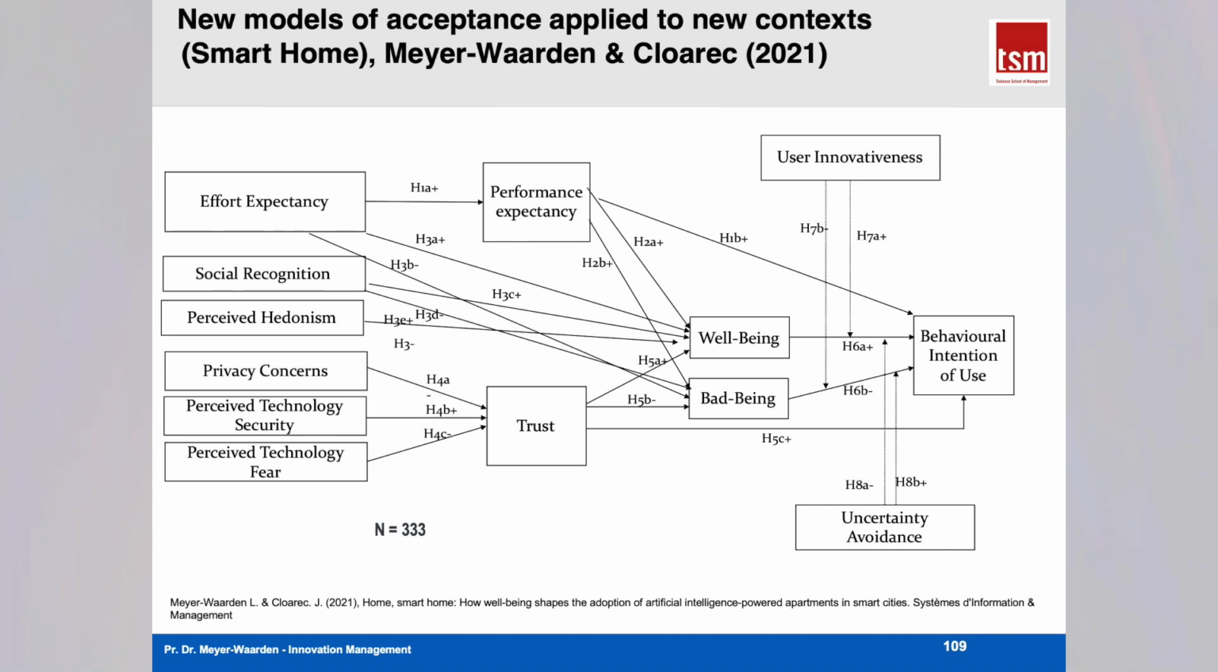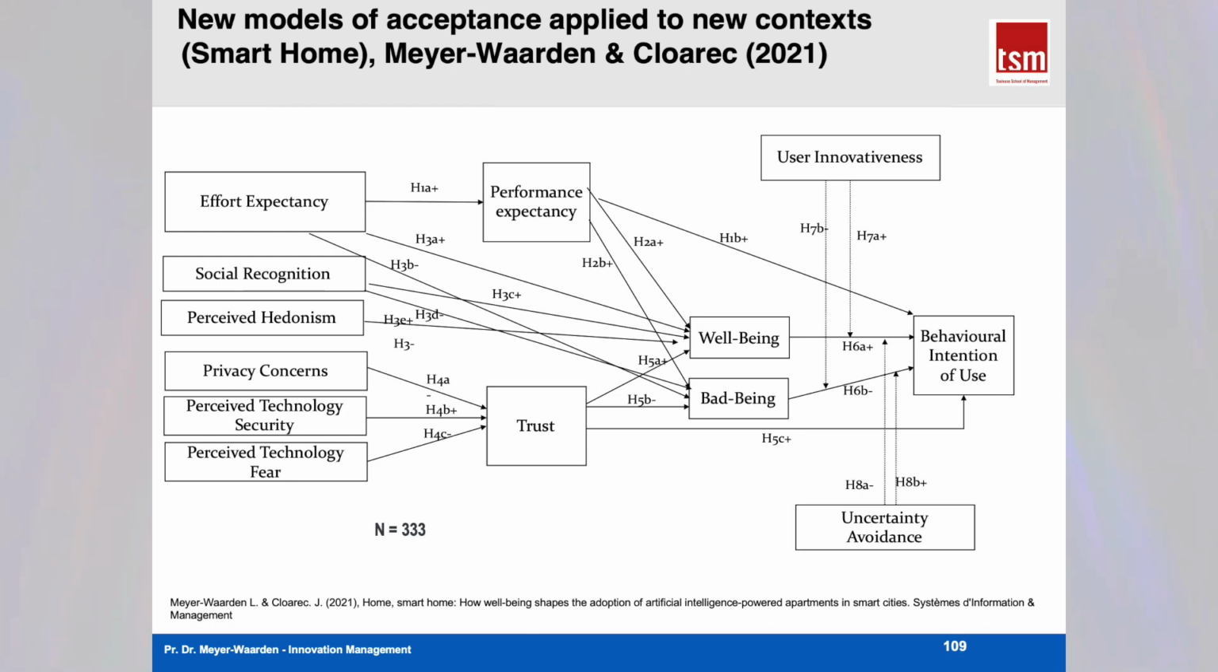So trust decreases bad being, because bad being negatively impacts behavioral intention of use of the smart home, which is intuitive. And user innovativeness has a positive impact on behavioral intention of use, as the more the users are open to innovation, the more naturally they're open to use a smart home.